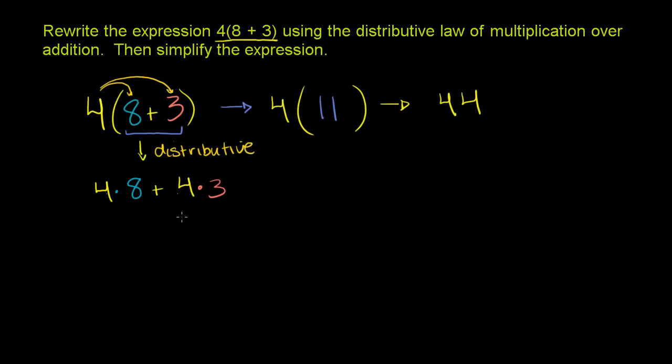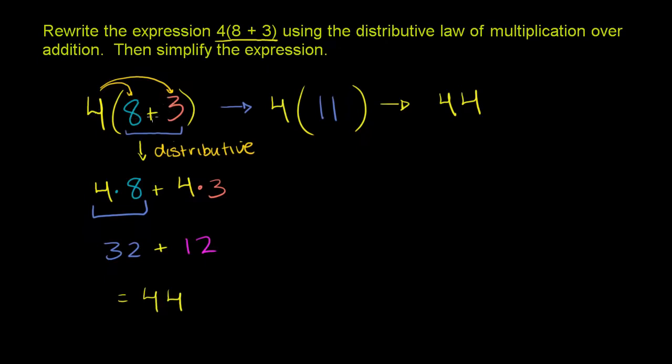But when you evaluate it, 4 times 8 is 32. And then we have 32 plus 4 times 3. 4 times 3 is 12. And 32 plus 12 is equal to 44. That is also equal to 44. So you can get it either way. But when they want us to use the distributive law, you distribute the 4 first.